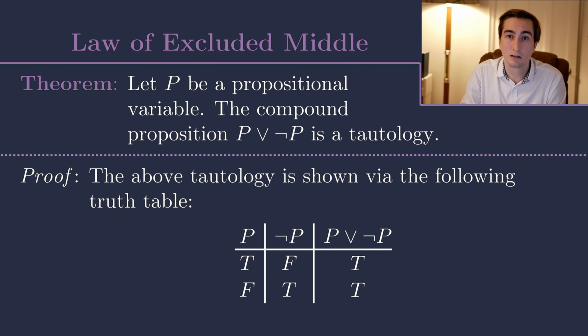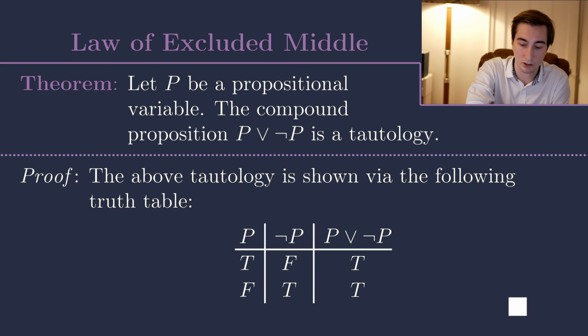So what have we shown here? We've shown that regardless of the truth values of P, P or not P is always true. In other words, it's a tautology. So we've taken the valuation of it, we've taken all possible values and shown that they're always true regardless of what the truth value of P is. So we've proven our statement, and when we've proven it, we write down this little box at the end to say that the proof is finished. So that's what that means. And we've proven that it's a tautology.